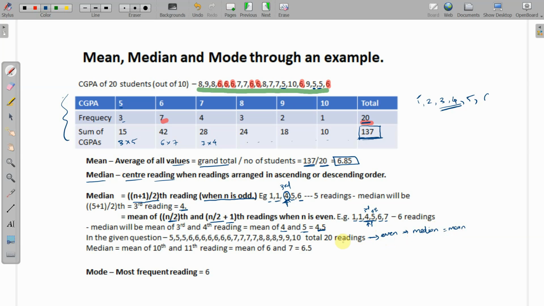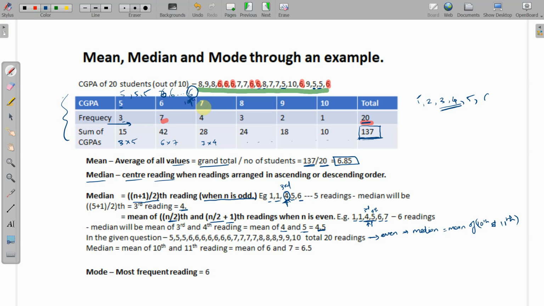So it's an even number, so half of 20 is 10, the 10th and 10 plus 1th, so the 10th and 11th reading. But the 10th and 11th reading, when arranged in ascending order, you cannot count 1, 2, 3, 4, 5, 6, 7, 8, 9, 10th reading and 11th reading this way. You'll have to go by the frequency distribution table. The first 3 readings would be 5, 5, 5, next 7 readings would be 6, so 6 will be 7 times. So can I say the 10th reading would be 6, because 3 readings of 5 plus 7 readings of 6. So this would be the 10th reading.